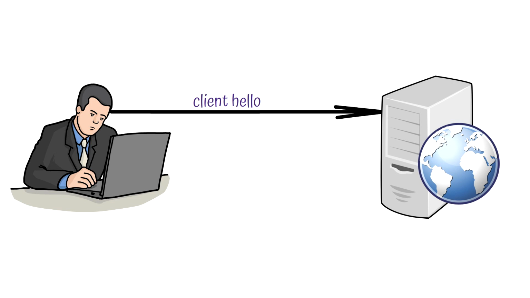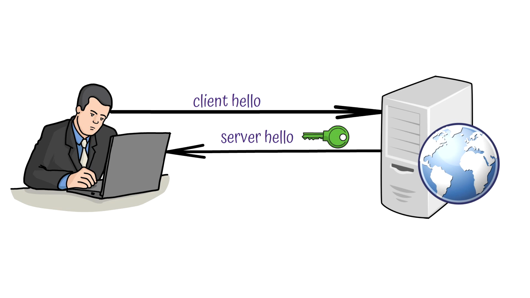This is how it works. The client sends a client hello message. This includes the client's SSL version number, cipher settings, session specific data, and other information that the server needs to communicate with the client using SSL. The server responds with a server hello message. This includes the server's SSL version number, cipher settings, session specific data, an SSL certificate with a public key, and the other information that the client needs to communicate with the server over SSL.